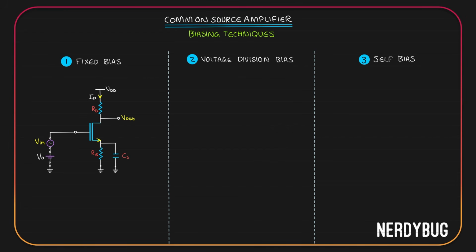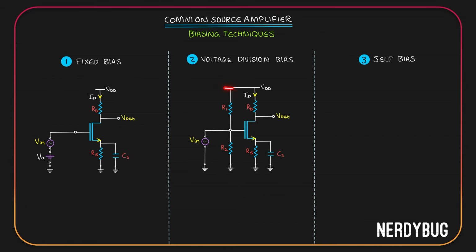In voltage division bias, we take the circuit and add a voltage divider like this. We have VDD here. It will be divided between R1 and R2. Out of that, whatever is dropped across R2 is the potential we get at the gate. So the bias voltage here is going to be R2 divided by R1 plus R2 multiplied by VDD.